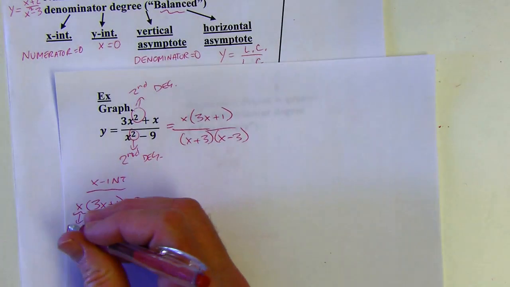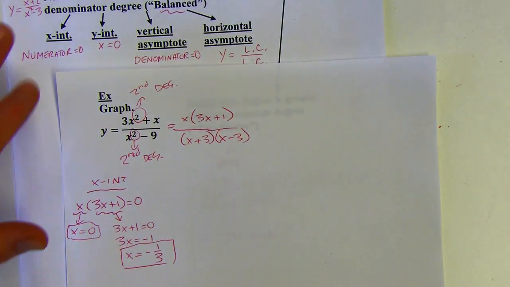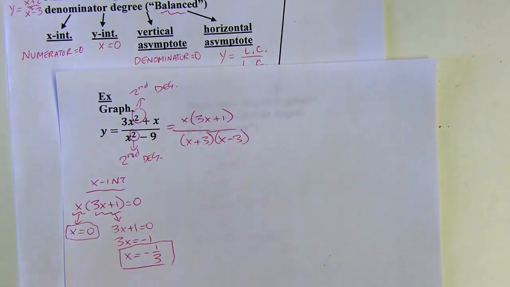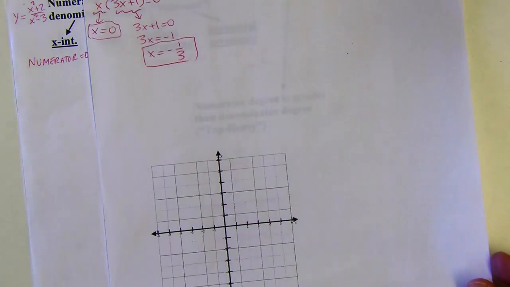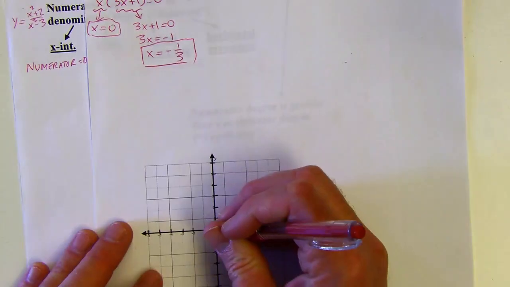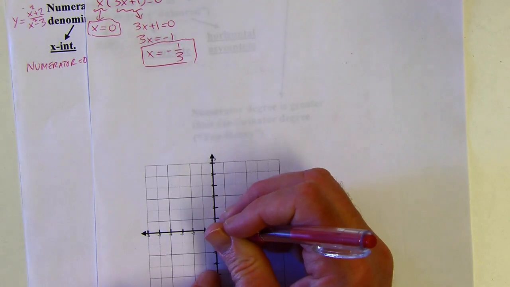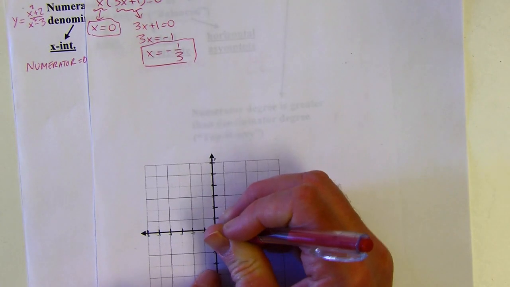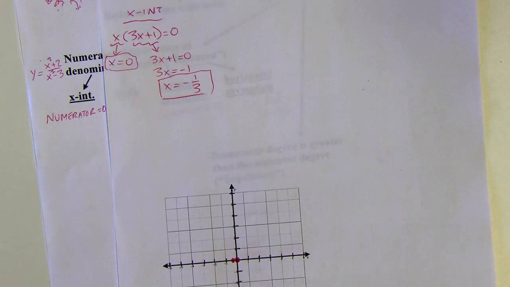Okay, so here. And I'm just going to go ahead and graph this as I go. So I'm going to put those two into the graph. I've got 0 for an x-intercept, and negative 1/3, which is pretty close, something like that. It's kind of hard to graph because they're so close together. But those are my two x-intercepts, okay?